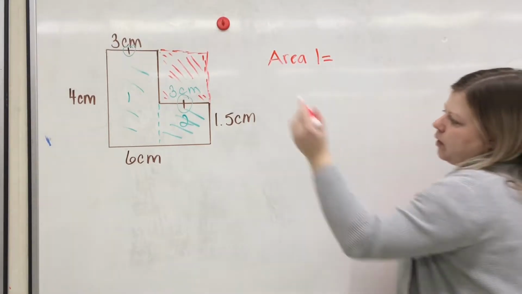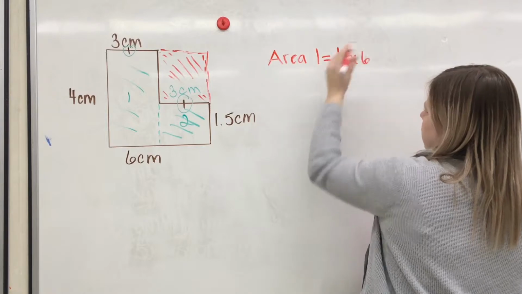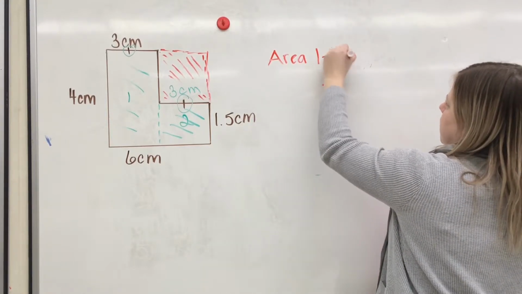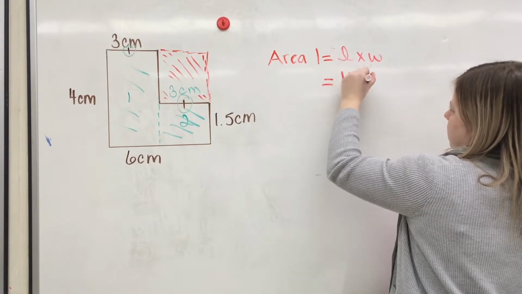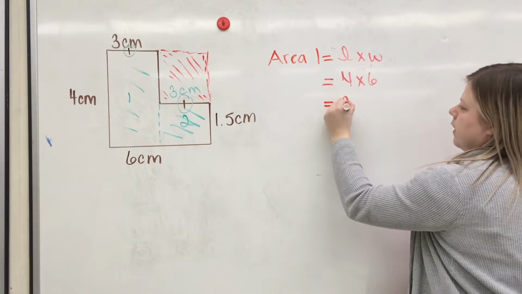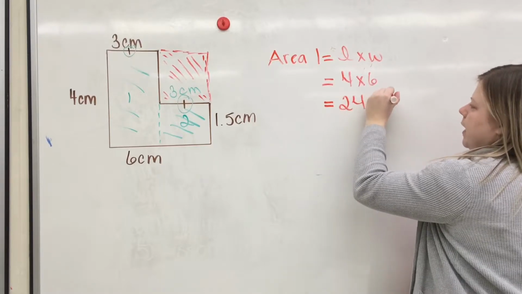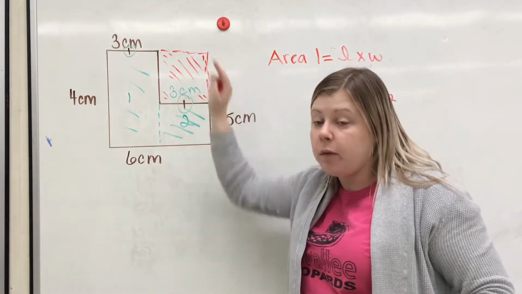So that's going to be 4 centimeters multiplied by 6. Okay? Oh, I should put my formula always. Length times width equals 4 multiplied by 6. And my area is going to be 24 centimeters squared for that whole shape, as if this little bitty shape here was included in it.